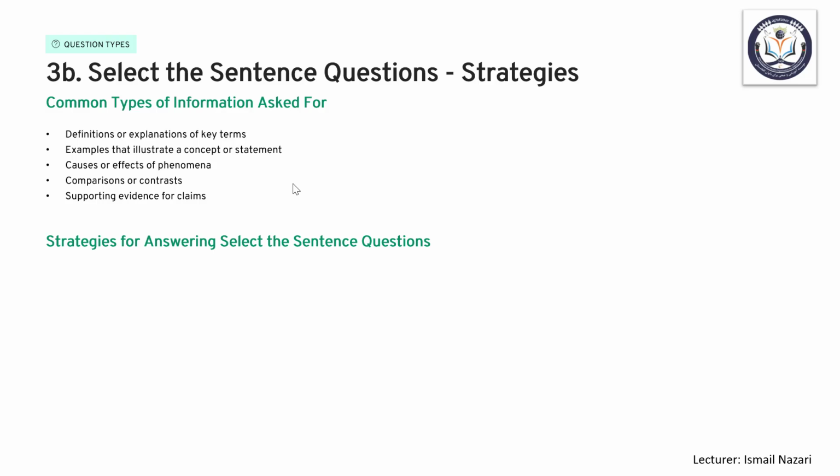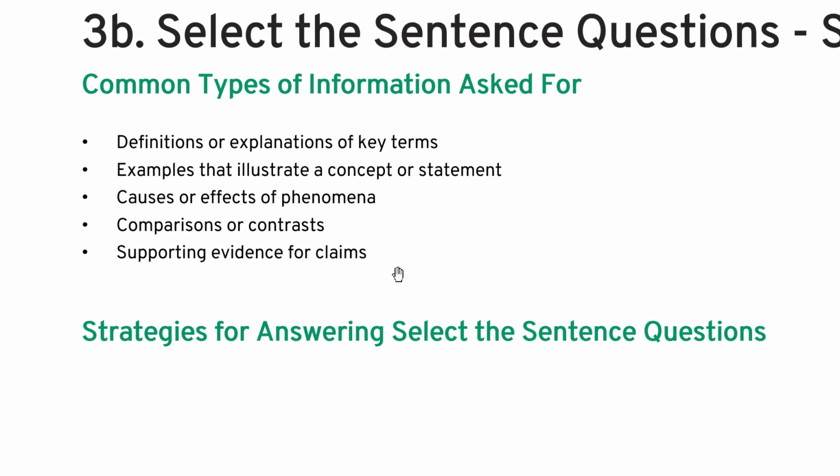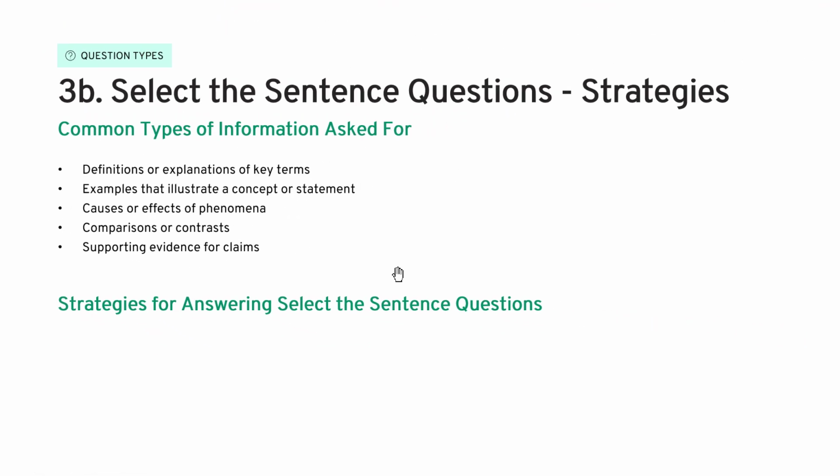So these are the common types of information asked for: definition or explanation of key terms, examples, causes or effects, comparison, contrast, and supporting evidence for claims. Now, what should we do in order to correctly answer this type of question? What strategies would be really helpful to answer this question type?